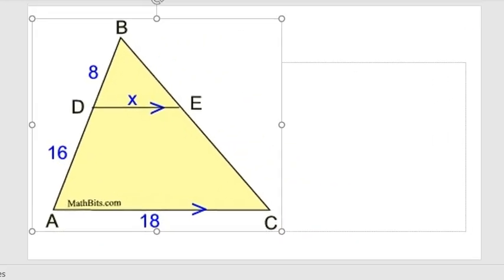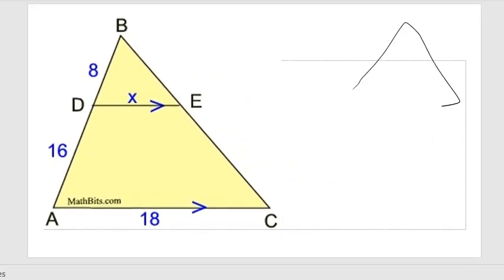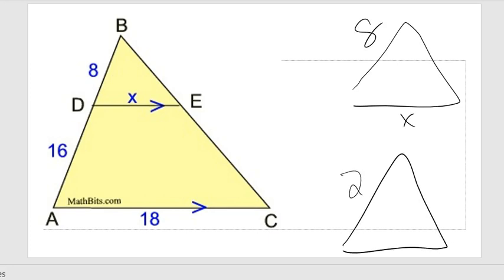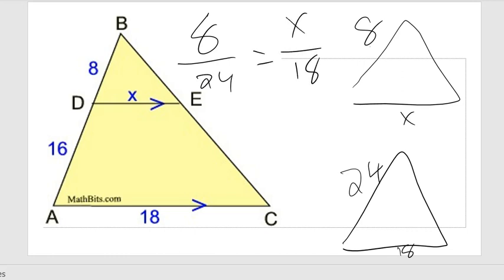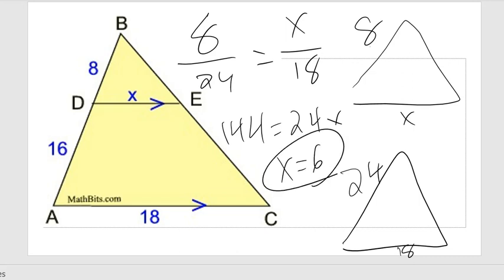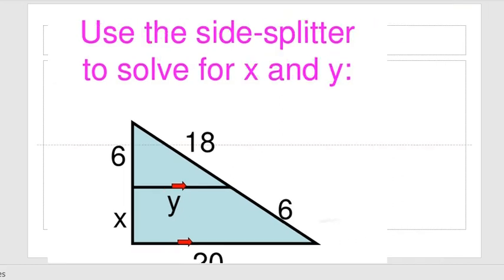So once again, my variable's in the middle, inside the triangle, so I'm going to write it twice. There's my 8, there's my x, and here's my big one. So that's 24 and 18. I take 8 over 24, and once again, you can have multiple ways to set this up, but you always get the same answer. So 8 times 18 is going to give me 144 equals 24x. We're going to divide both sides by 24, and you simply get x equals 6. So there you go.